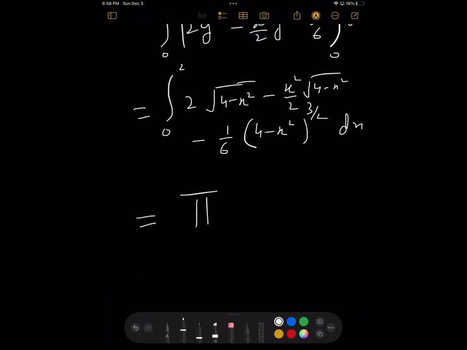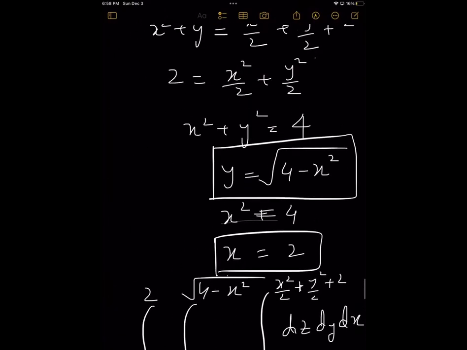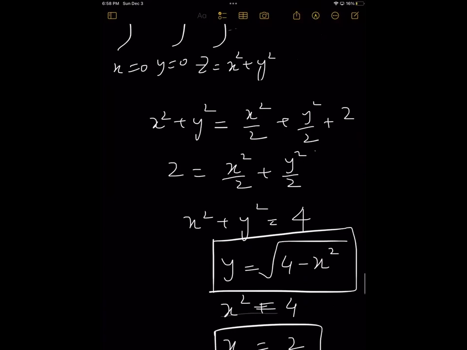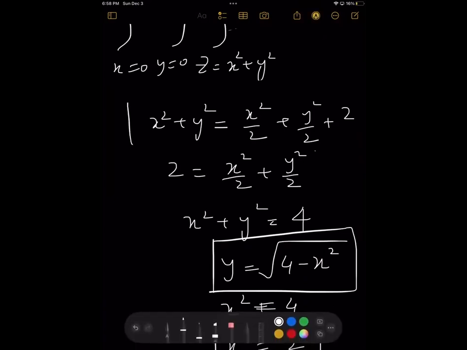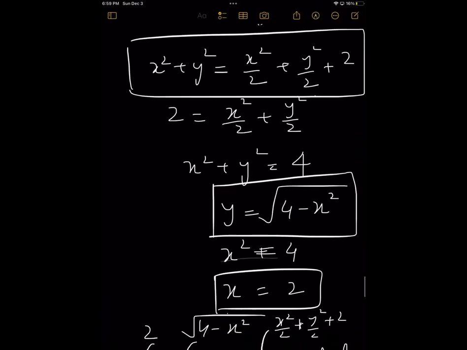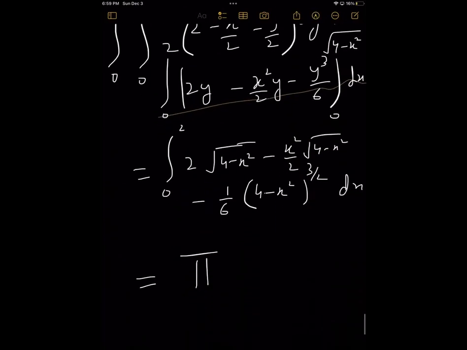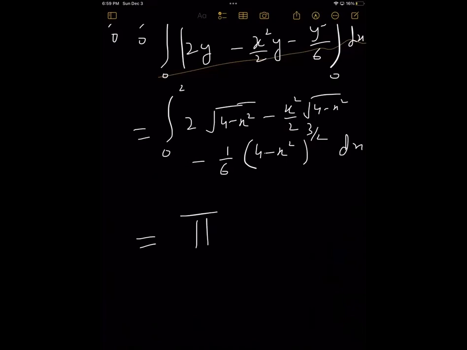X squared plus y squared is equal to 4. So I draw it here, okay? So we have z in both forms, so equate them, and you will get your values in y and x form. Yeah, it is y squared. Did I write y? Do you want me to continue integration? It's fine. You can check your answer, pi. I got pi.